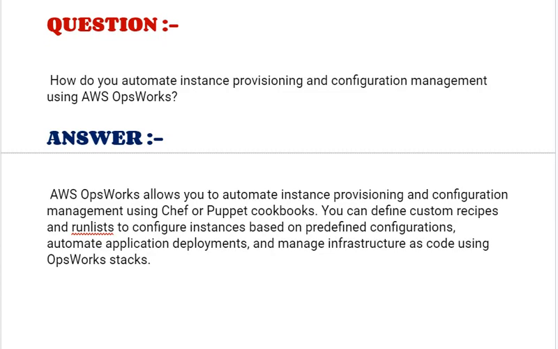Our next interview question is: how do you automate instance provisioning and configuration management using AWS OpsWorks? Your answer should be: AWS OpsWorks allows you to automate instance provisioning and configuration management using Chef or Puppet cookbooks. You can define custom recipes and run lists to configure instances based on predefined configurations, automate application deployment, and manage infrastructure as code using OpsWorks stacks.